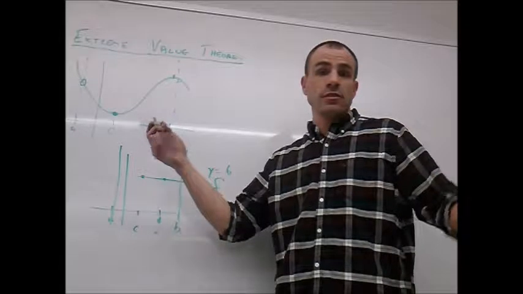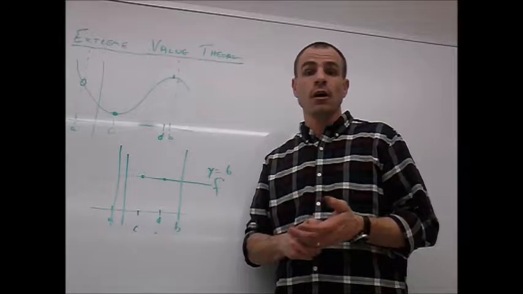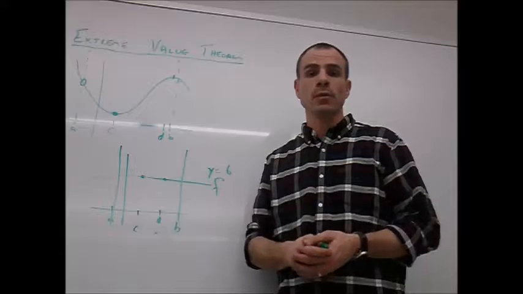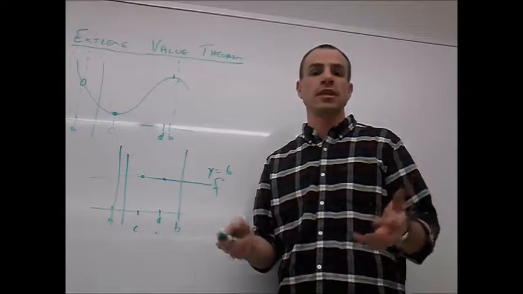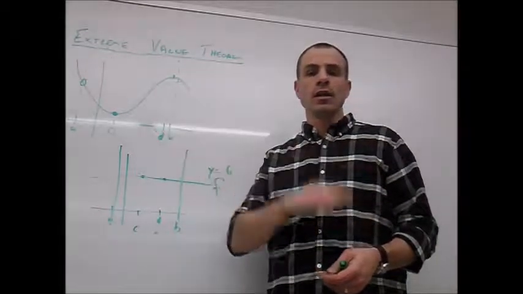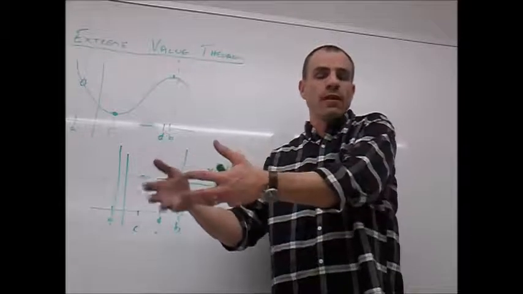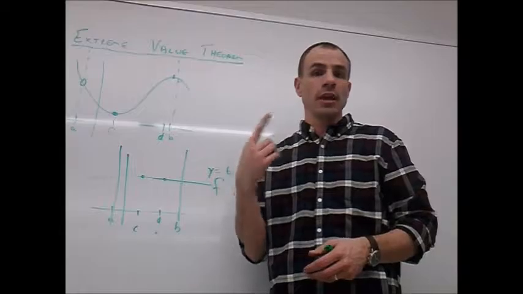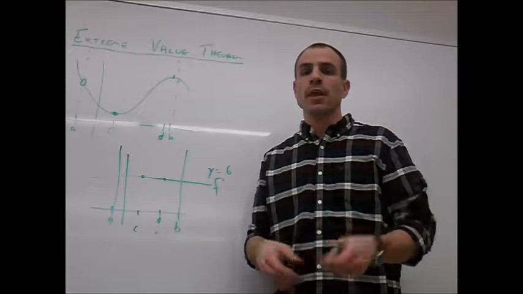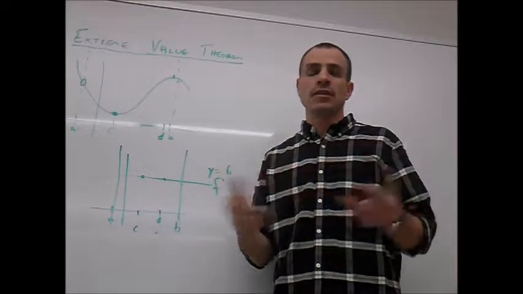And again, if you've got yourself a horizontal line, then all the points are the absolute max and the absolute min. Okay, but the extreme value theorem just guarantees that there's a highest value and a lowest value. It doesn't guarantee how many. If there's more than one, it just says there's going to be at least one highest value and one lowest value. It doesn't tell us where it is, just guarantees that it exists.